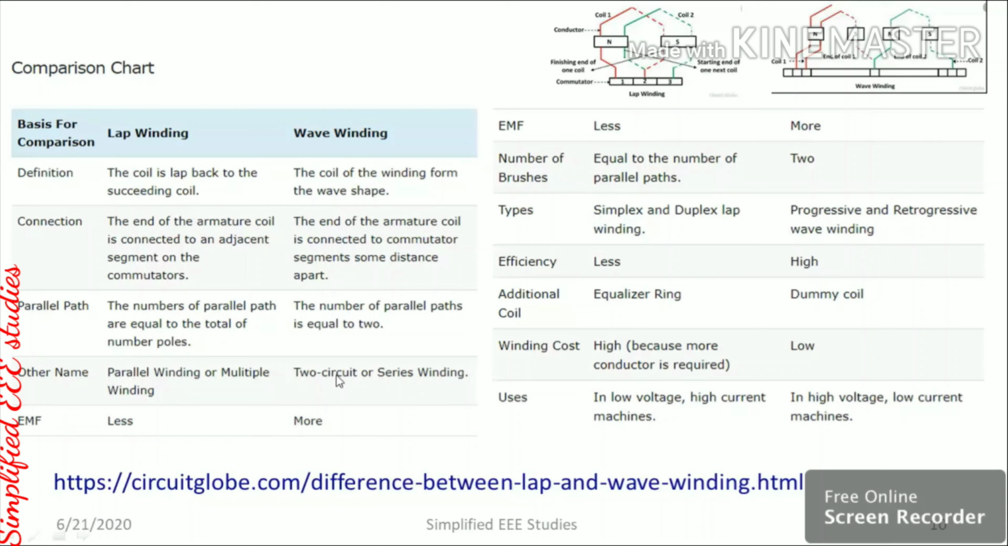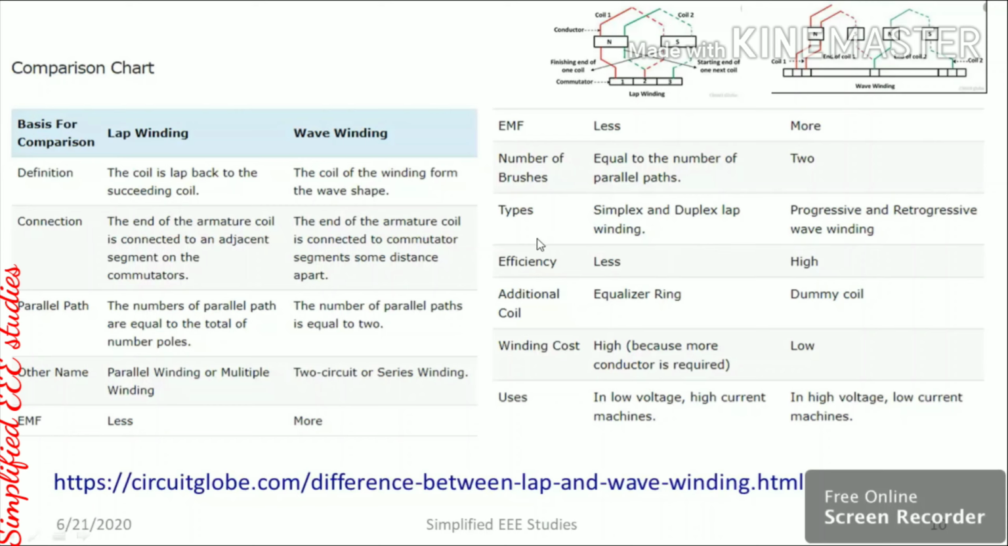It will have a parallel nature and a series nature respectively. EMF is less in the case of lap winding and EMF is more in the case of wave winding. Then regarding the number of brushes, which I already explained, the number of brushes equals the number of parallel paths. The number of brushes will always be 2 in the case of wave winding.